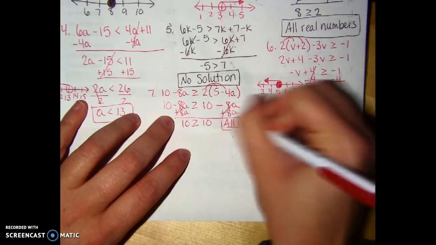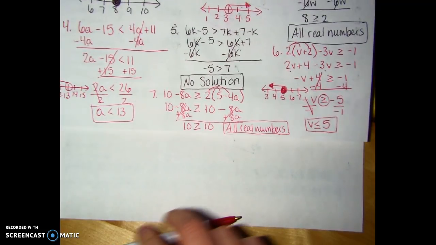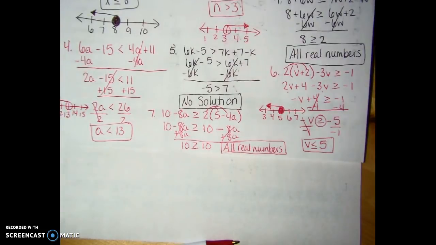Oops, all real numbers. Okay, that is it for your notes, I believe. I do have one more to, no I don't. That's it. So you can go ahead and do your assignment. I just realized I did 2 number 4s. So that was the issue. So go ahead and start on your assignment on Schoology.